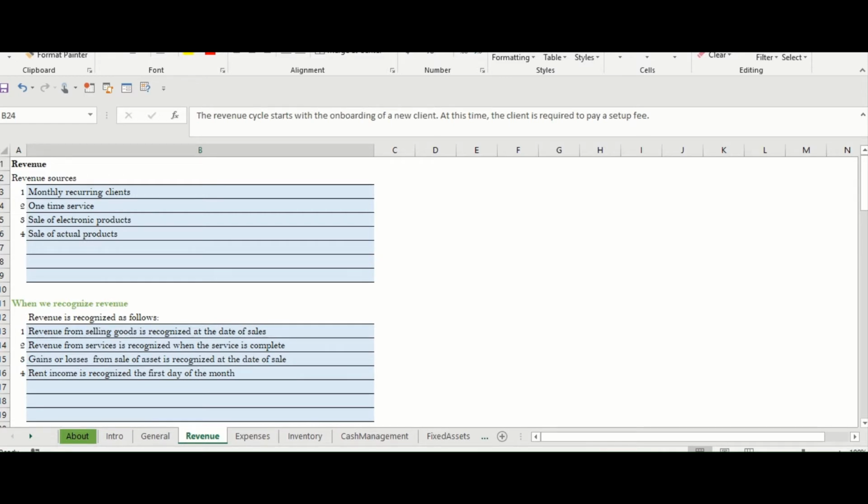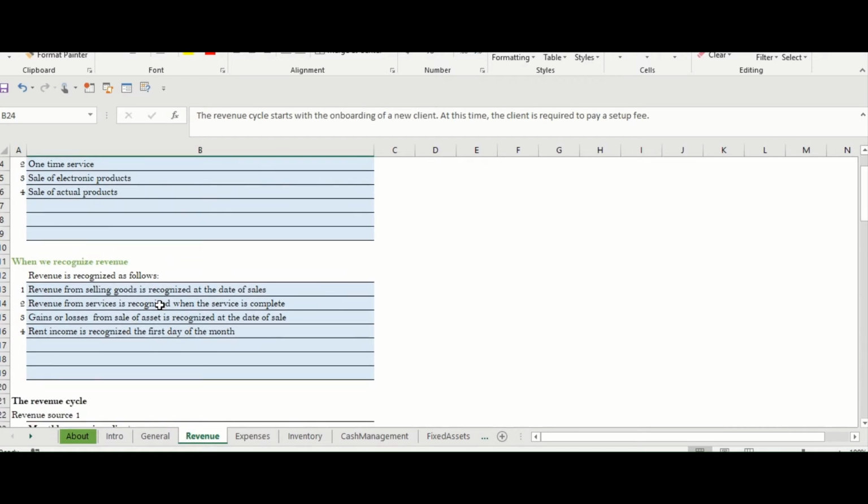The first thing you want to do when you're developing your revenue policy is identify your sources of revenue. You can have revenue from monthly recurring clients, one-time services, sale of electronic products, sale of actual products, whatever it is, whatever your sources of revenue are, identify those and define them. And you can see how just sitting down and thinking about this, developing a policy, can actually help you streamline your processes.